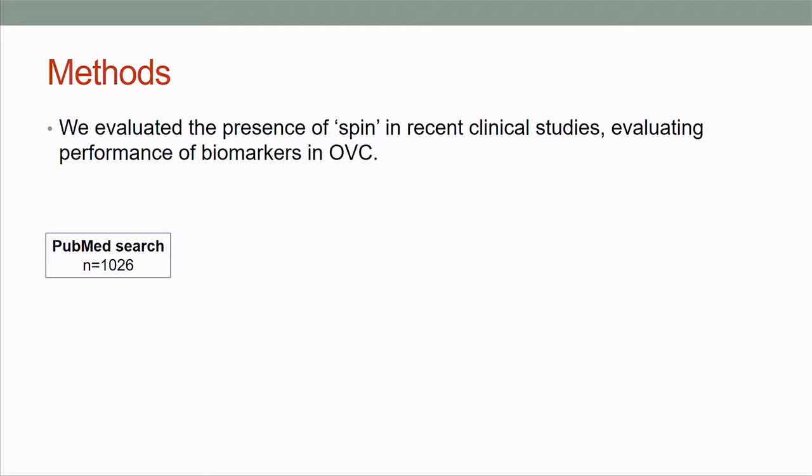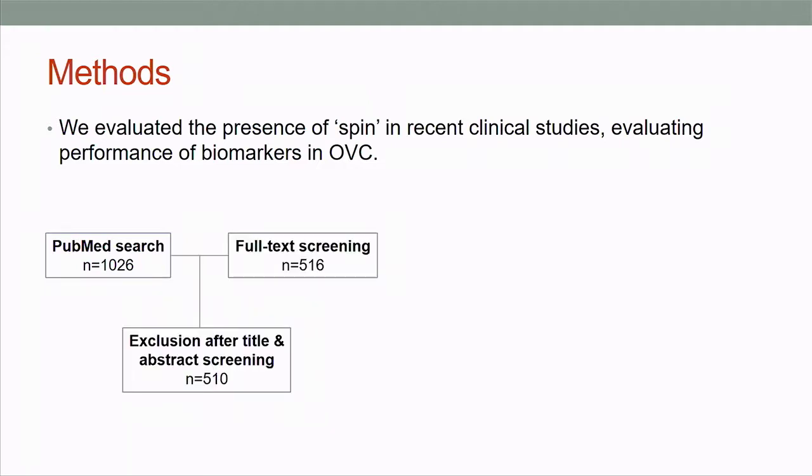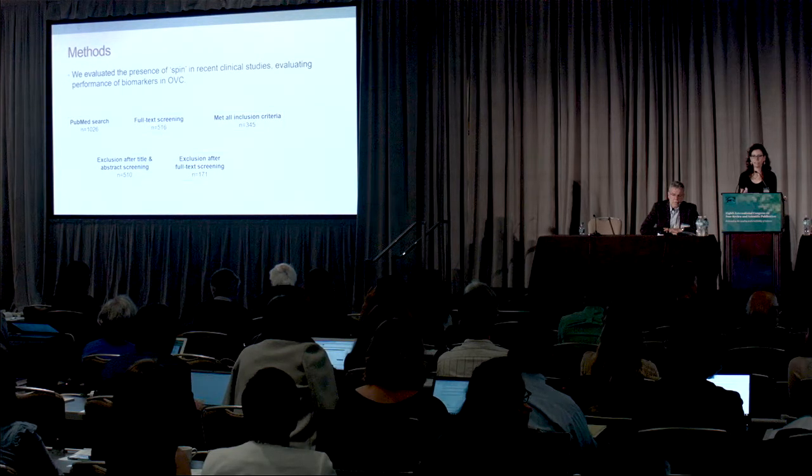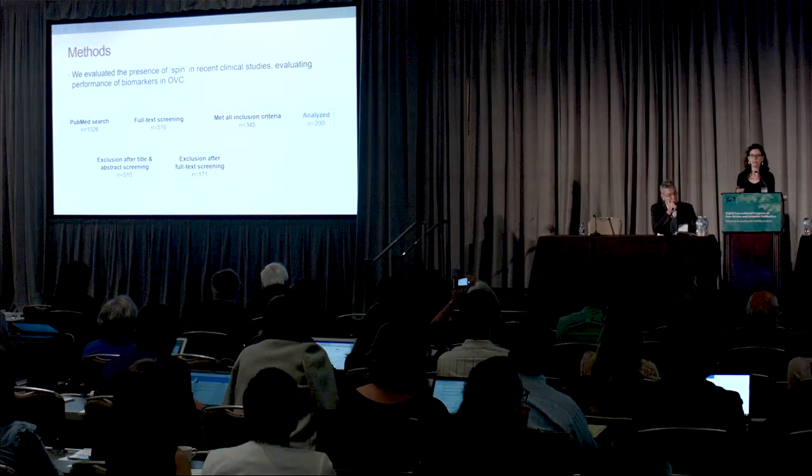So we searched all studies evaluating the performance of biomarkers in ovarian cancer that were published and indexed in PubMed in 2015. We included all markers of ovarian cancer risk, screening, prognosis, or treatment response in either body fluid, tissue, or imaging measurements. In the first phase, we identified approximately 1,000 citations in PubMed, and after title and abstract screening, we had about half of the citations that we then screened for full text. Finally, after full text screening, about 30% of the articles met all inclusion criteria, and the first 200 studies, ranked according to publication date, were included in our analysis.